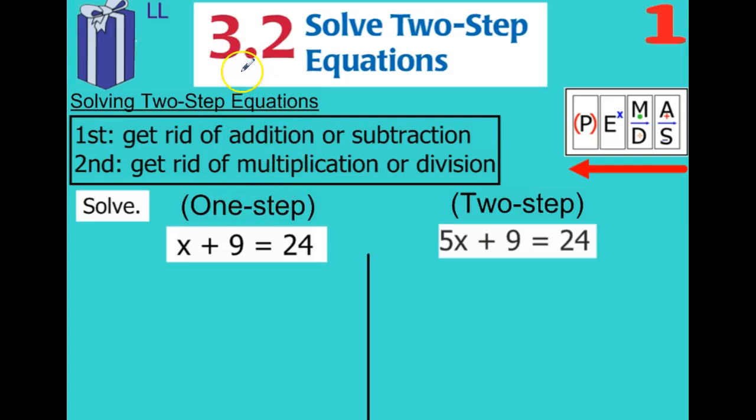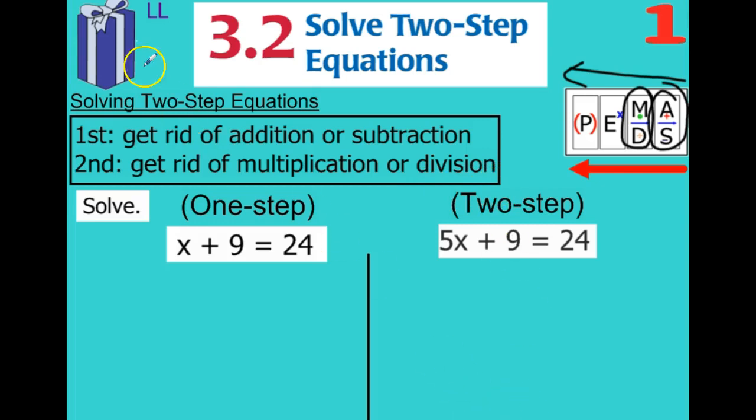Alright, today we are continuing to add on to our one-step equations, and we are solving two-step equations. In order to solve a two-step equation, it's very similar to a one-step equation. We're always going to get rid of first our addition and subtraction though. What we're really doing is the order of operations backwards. We're going to get rid of addition or subtraction, then whatever is multiplied or divided. And that's what it says here as well.